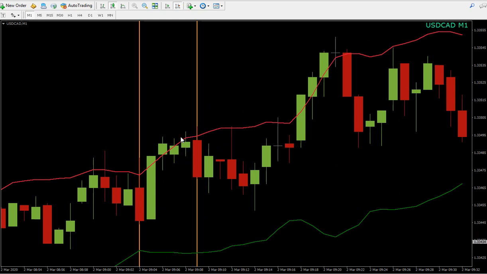This one, more like a spinning top. This means not decided, not decided. Don't trade because price can go either direction.